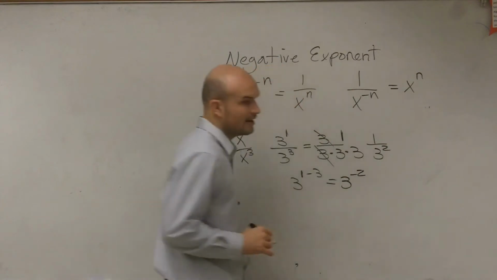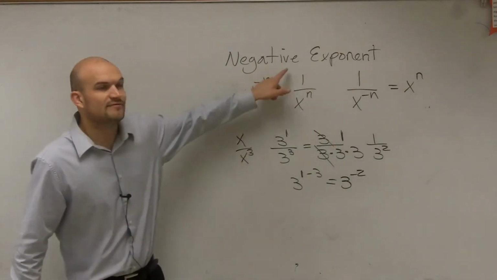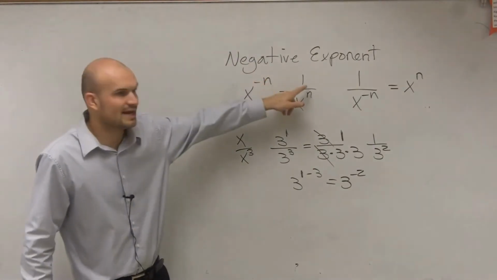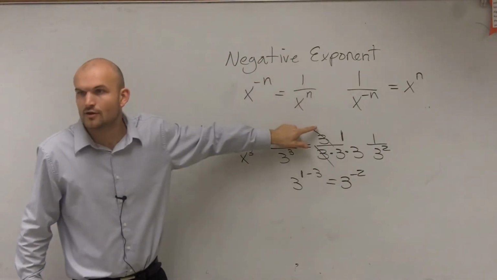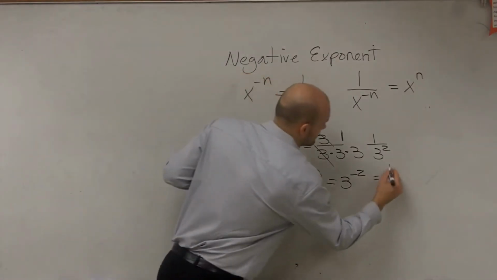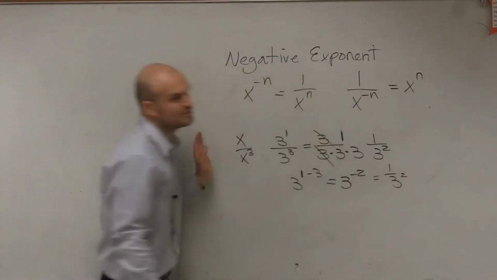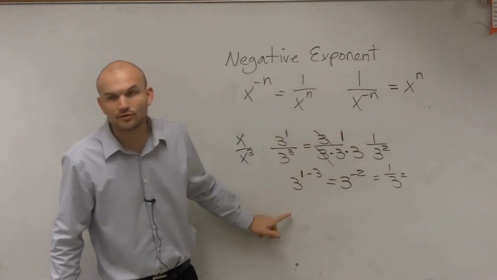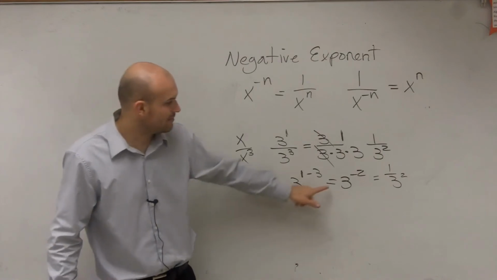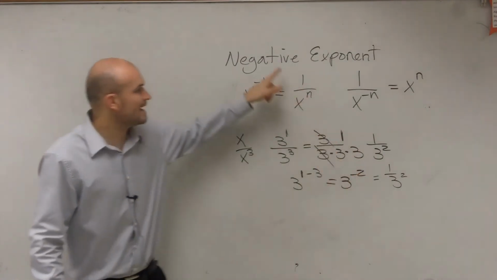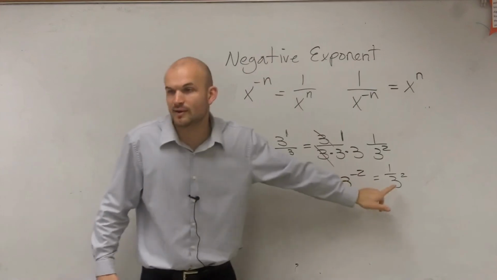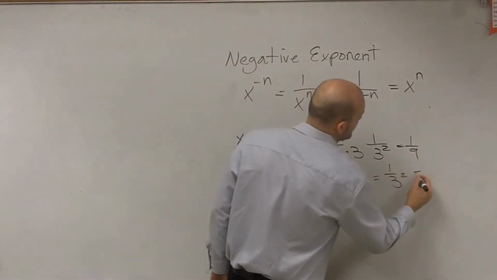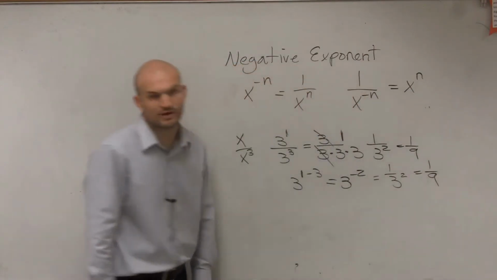But when we follow our negative exponent rule, when you have 3 to the negative 2, we write that as 1 over 3 squared. So do you see how, if I follow the quotient property, I get 3 to the negative 2, and then I apply the negative exponent rule and rewrite that as 1 over 3 squared, which we can simplify and write as 1 over 9.